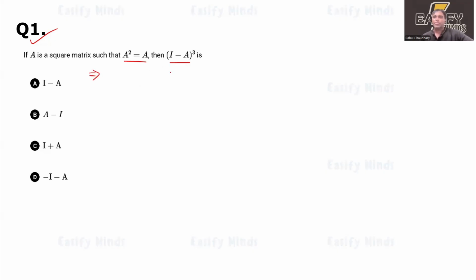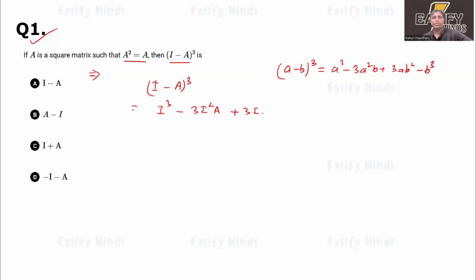I hope you got the answer or not. I minus A whole cube. What is the formula of (A minus B) whole cube? You should remember this formula very well for algebra. A cube minus 3A square B plus 3AB square minus B cube. So I will write here I cube minus 3I square A plus 3IA square minus A cube.